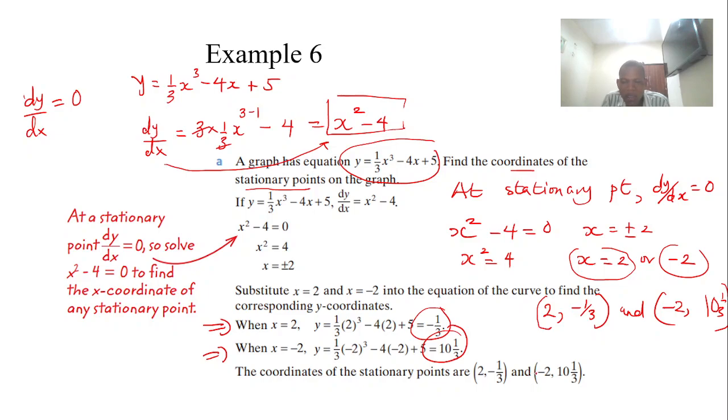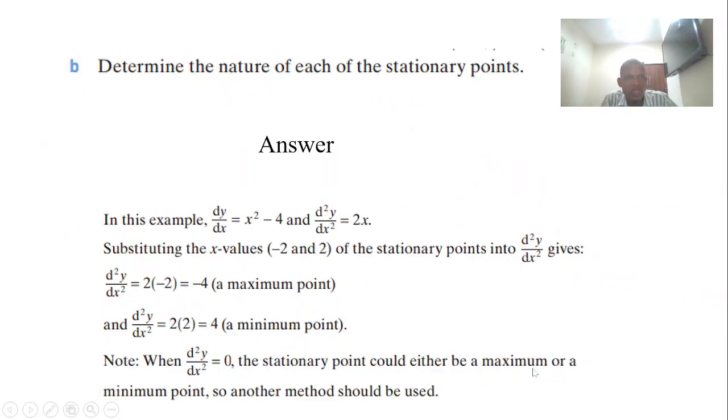Now we have to check which one is a maximum point and which one is a minimum point. That should be the next thing that we do. Very good. Now it says determine the nature of each stationary point. In your exam you will be asked to determine which one is a maximum point or a minimum point. Now how do I solve that?